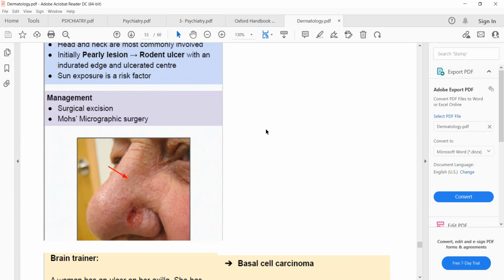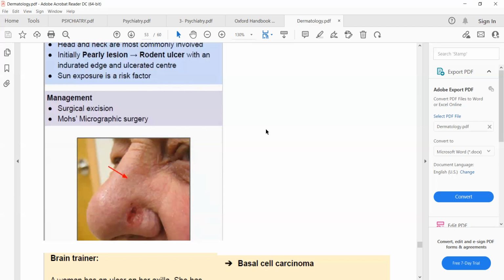Molluscum contagiosum is common in HIV patients, immunocompromised patients, and in children, while basal cell carcinoma is common in older people. In molluscum contagiosum there will be multiple lesions and no ulcer formation, while basal cell carcinoma usually appears as a single lesion, as in this diagram, a single ulcer with rolled edges or margins.